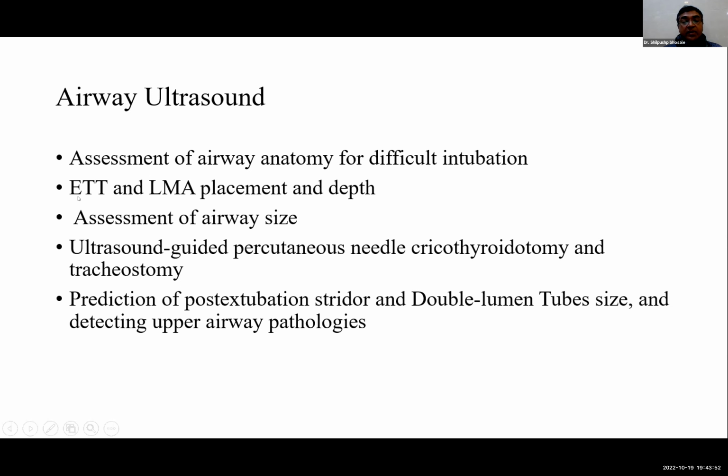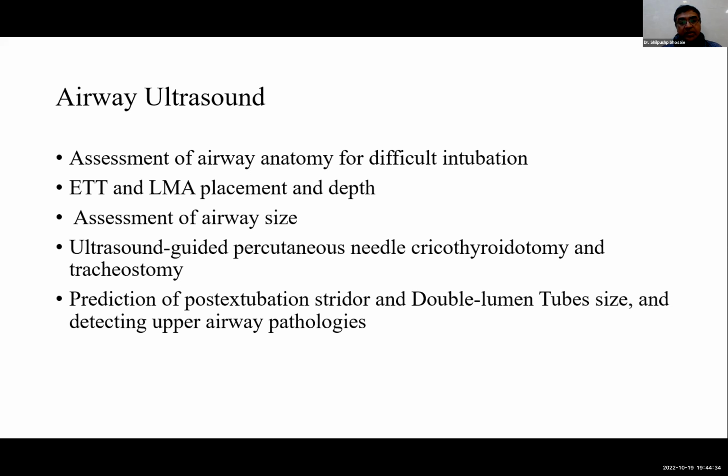Then you have the confirmation of endotracheal tube placement, or for that matter, even LMA placement. You have good evidence for the depth of endotracheal tube placement. You have assessment of airway size for selection of tube, and this is particularly important in children, where the endotracheal tube size becomes critical. Then you have ultrasound guided needle cricothyrotomy as a rescue method. If you have seen the NAP4 audit, it was evident that anesthetists are not very good at locating the cricothyroid membrane. So you can use ultrasound for that.